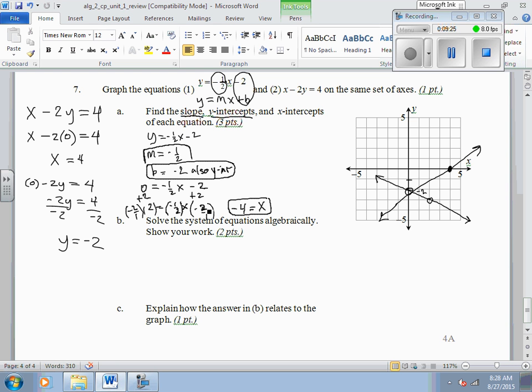Now we have to get the y-intercept for the other one. Give me 1 second here. Copy of that.